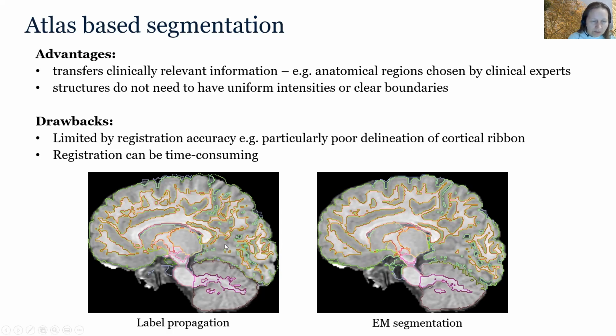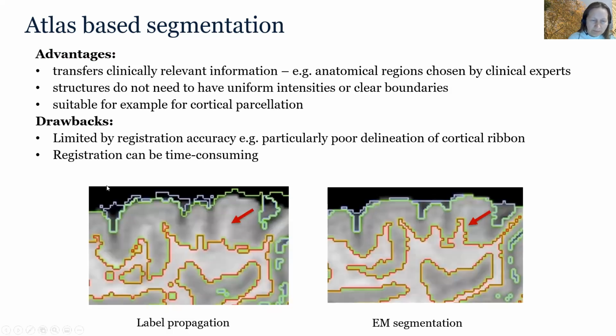So here, if we compare the label propagation with EM segmentation and compare the registration of the cortical ribbon, we'll zoom in. And here you can see the white matter has been nicely segmented within the cortical folds. So we can see the ribbon nicely delineated. However, in this image where we use label propagation, the details are missing. The white matter segmentation didn't really reach properly within the cortical folds. So here you can see the over-smoothing caused by insufficient quality of the registration.